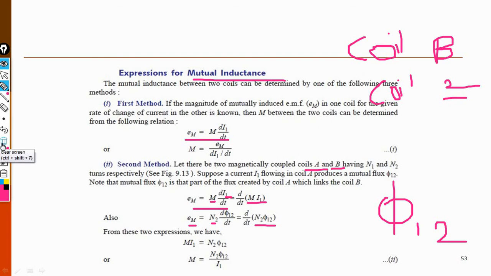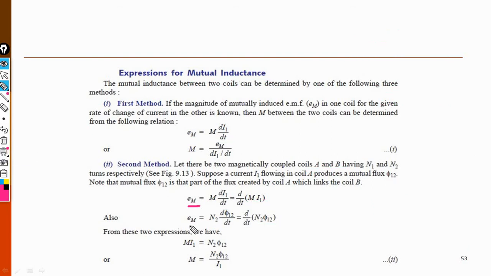Then the left hand side is the same, that is EM. Then we equate left hand side to right hand side, so d by dt gets cancelled. EM is equal to M I1 and EM is equal to N2 phi 1 2, so M is equal to N2 phi 1 2 upon I1. This is the mutual inductance calculated with the help of the second method, and the first method was mutual inductance calculated with the help of induced EMF.